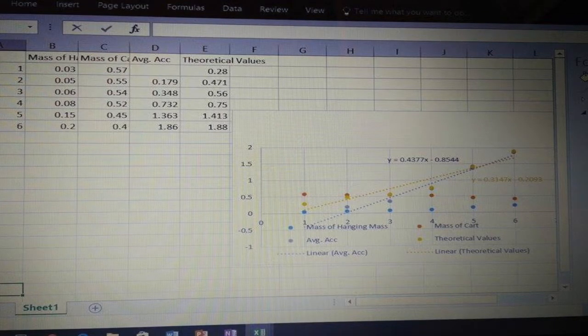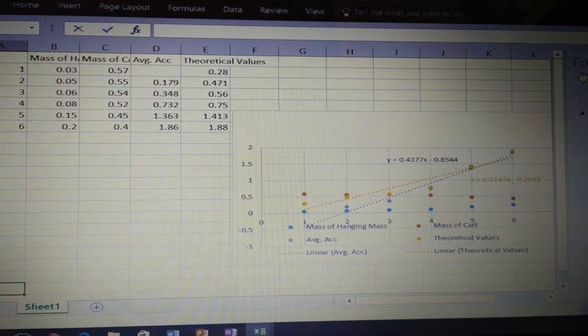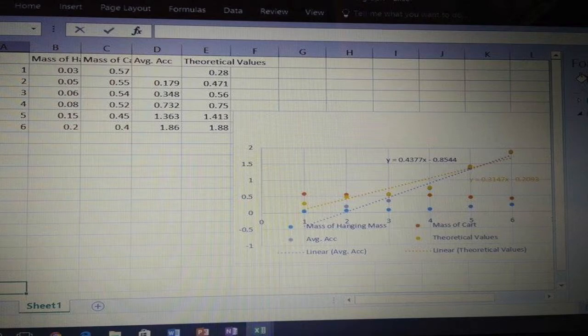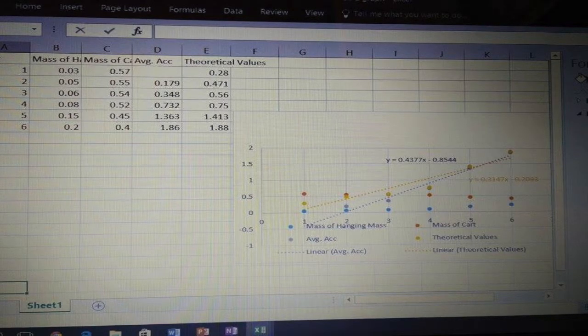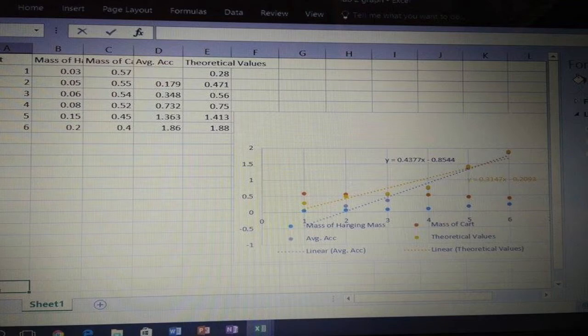However, for this specific cart, there were 2 main equations. The first one was the F net of the cart was tension, or the mass of the cart times the acceleration of the cart. The second equation was the F net of the hanging masses, or the mass of the hanging mass times gravity minus tension.